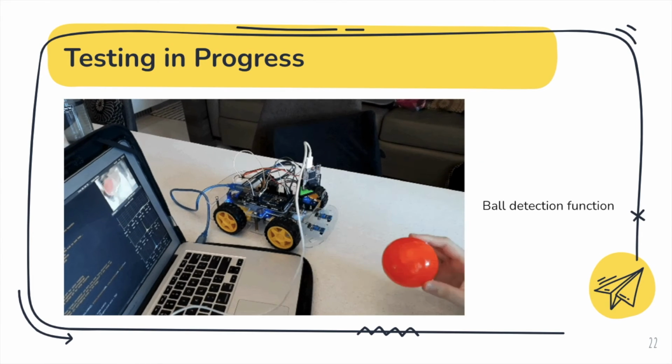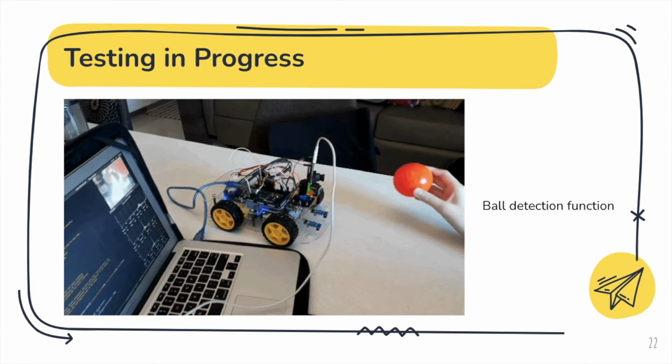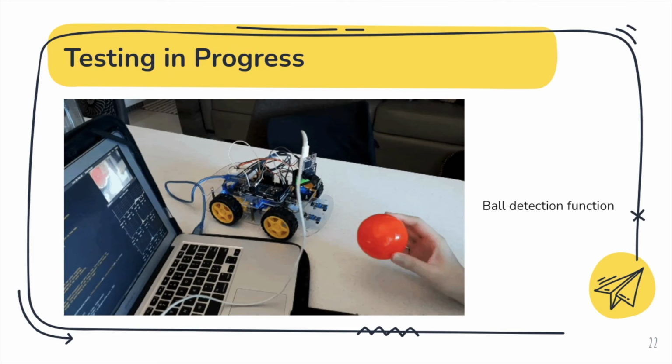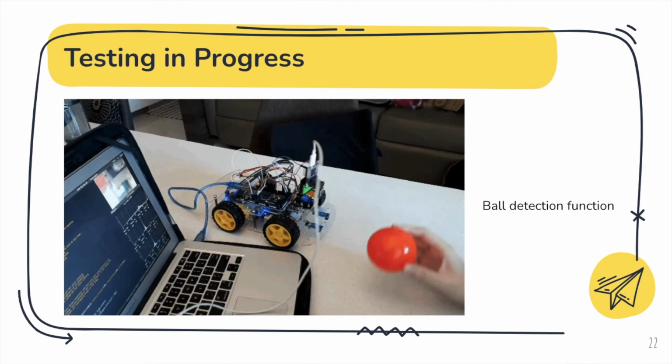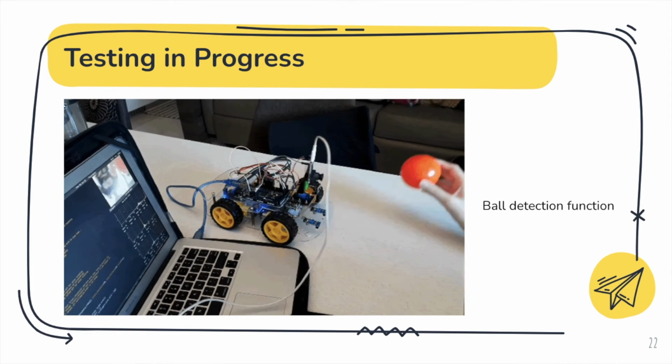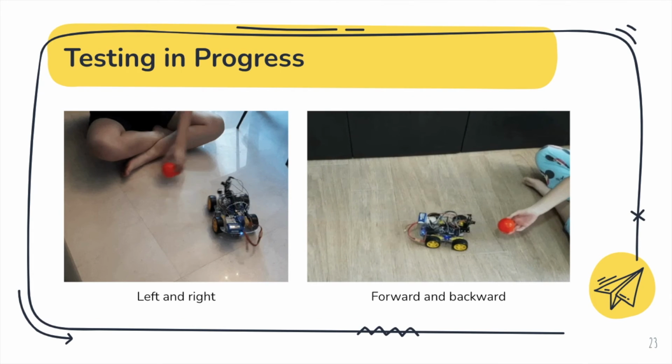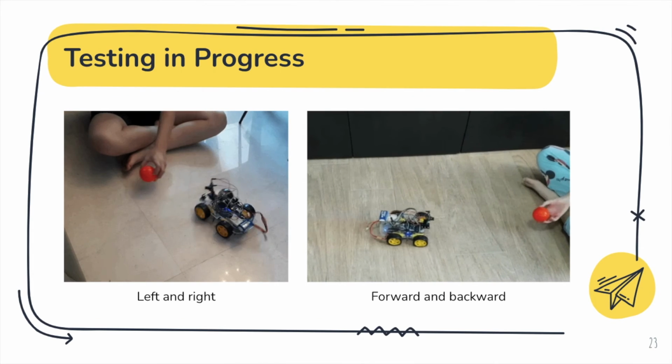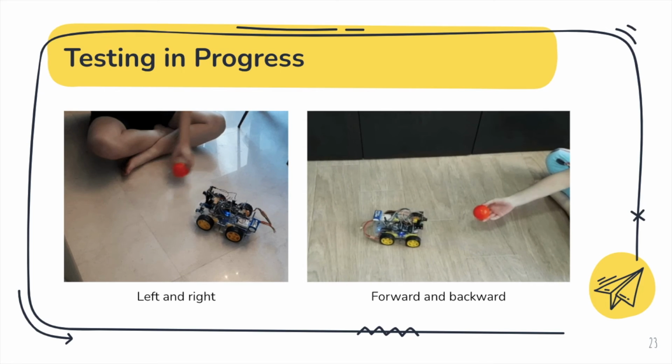After the robot was completed, I tested it. This is the ball detection function in action. You can see the camera's captured frames on my computer. Then, I tested the object tracking function by moving the ball left and right and forward and backwards.